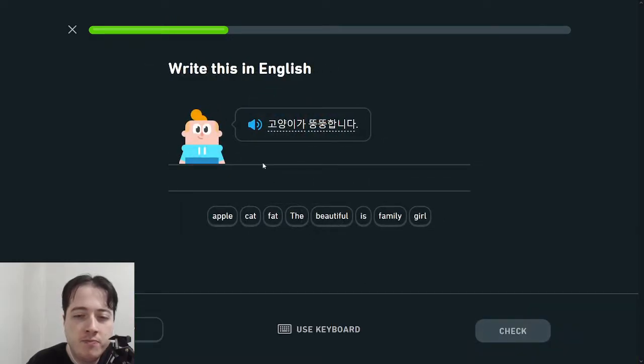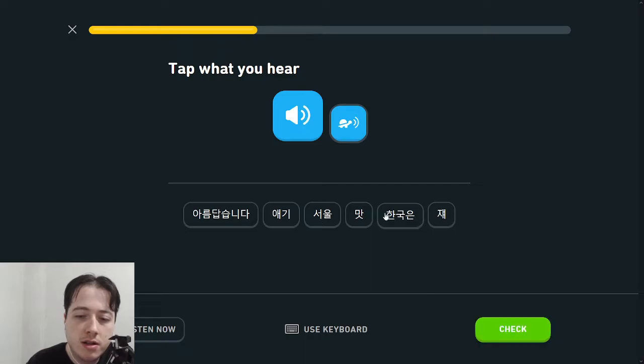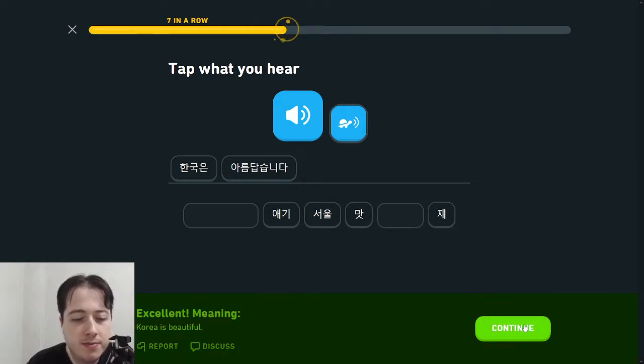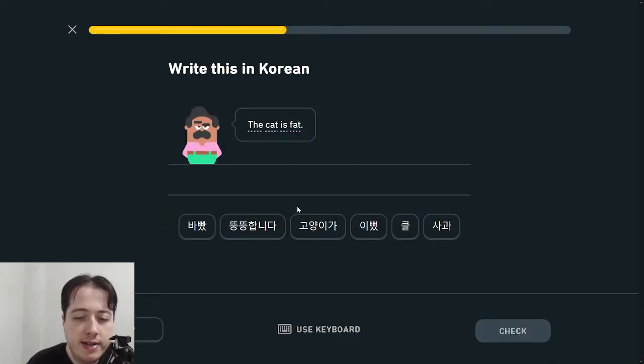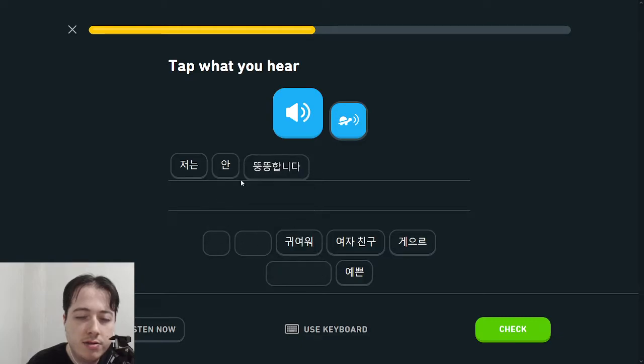고양이가 뚱뚱합니다. The cat is fat. 한국은 아름답습니다. So Korea is beautiful. The cat is fat. So 고양이가 뚱뚱합니다. 저는 안 뚱뚱합니다. So I am not fat.